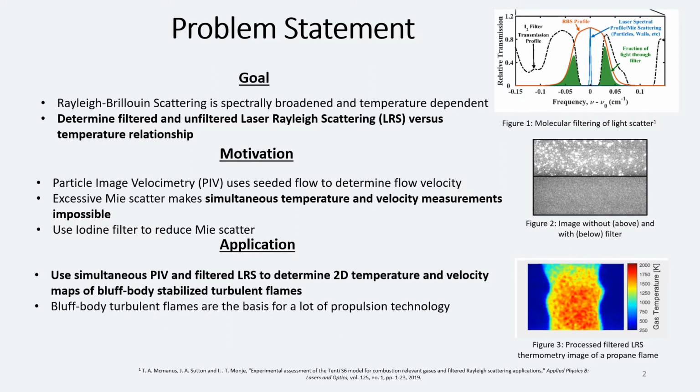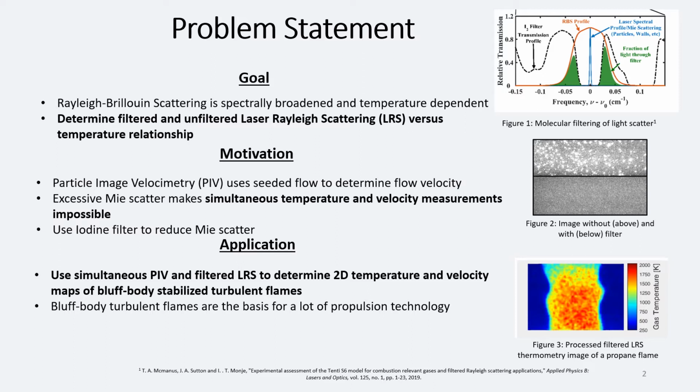Laser Rayleigh scattering, or LRS, allows for temperature measurements of a flow or flame by exploiting the temperature dependency of Rayleigh-Brillouin scattering. The reason I need the filtered LRS signal is to pair LRS simultaneously with particle image velocimetry, or PIV. PIV uses a particle-seeded flow to determine a velocity field, but these particles create excessive Mie scatter that makes Rayleigh scattering measurements impossible. As shown in Figure 1, a molecular iodine filter can be used to filter out Mie scattering while letting a portion of the spectrally broadened Rayleigh scattering through.